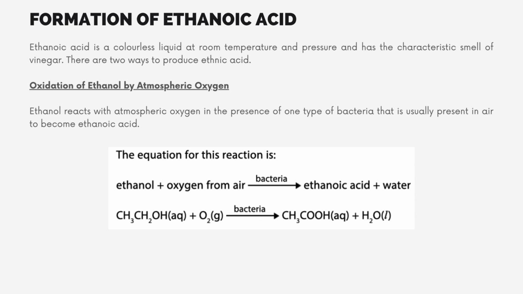Next, let's look at the formation of carboxylic acids, in particular the formation of ethanoic acid. There are 2 methods that you need to learn. Firstly is the oxidation of ethanol by atmospheric oxygen. In this reaction, ethanol is oxidized by atmospheric oxygen in the presence of bacteria to form ethanoic acid and water.